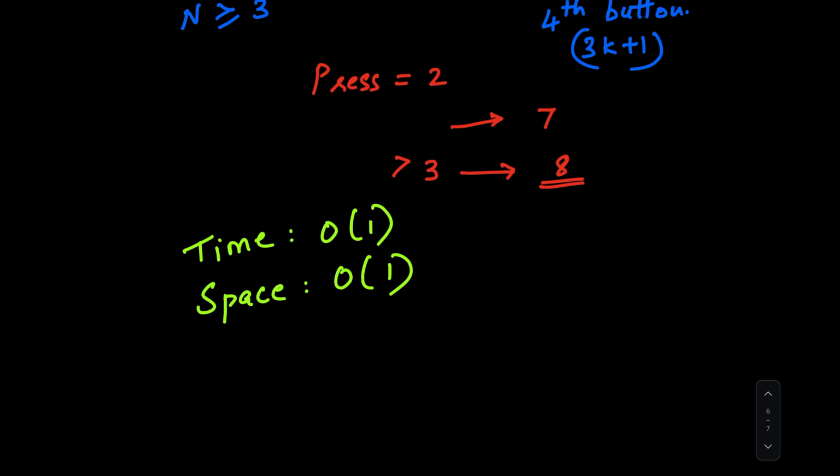The time complexity of this solution is O of 1, that is constant time, as we are only using if-else conditions based on the number of bulbs and the buttons that we can press to return the output. The space complexity is also O of 1, as we are not using any additional memory. Let's review its implementation in Python.